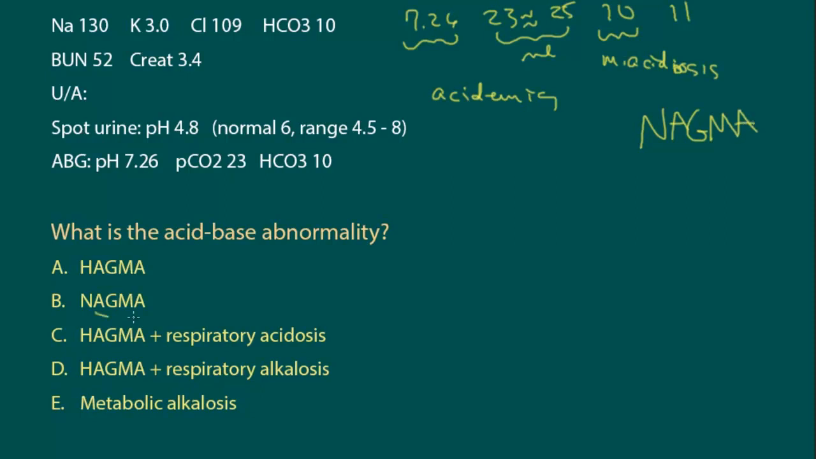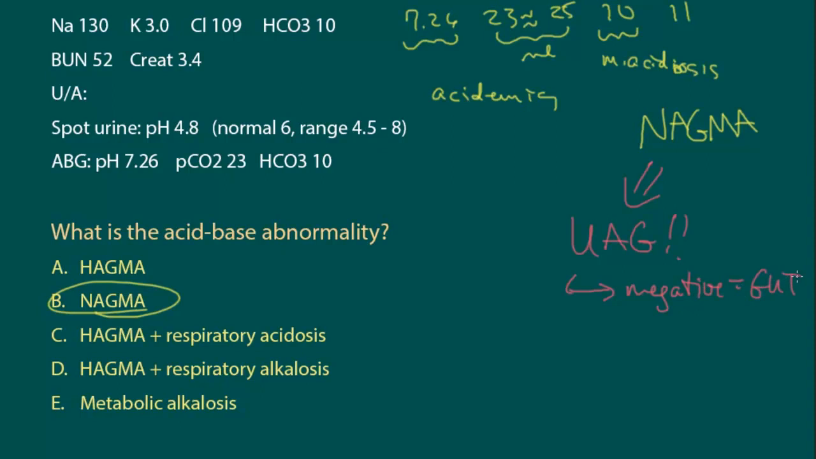Now, a couple of things here. One, anytime you see a NAGMA, you do a urine anion gap. That's option number 2, urine anion gap, to see if it's being caused by an RTA or bicarbonate loss from the gut. And a negative urine anion gap means gut loss.